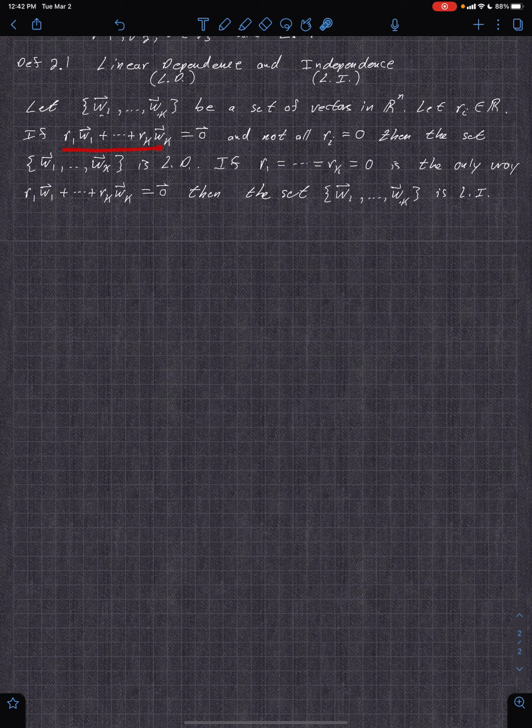If you can get the sum of those vectors to be 0, and not every single coefficient is 0, then the set is linearly dependent. If the only way to get this to be 0 is that all of those coefficients are 0, then we say the set is linearly independent. Which, of course, has implications for bases and things like that.